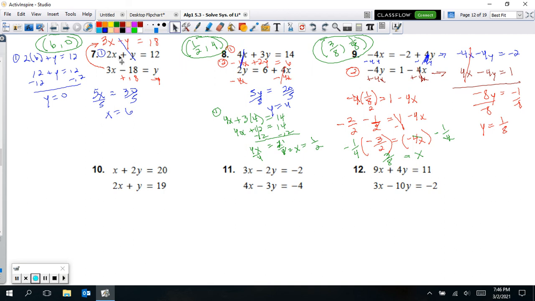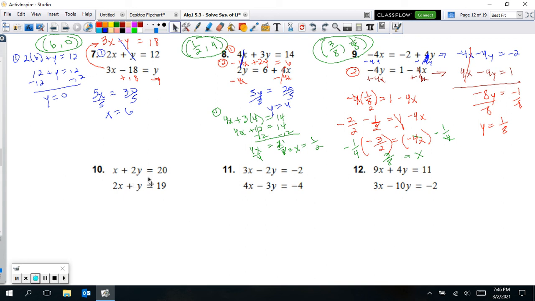Sometimes it's already chosen for me, like all of these, they were chosen for us. We were going to eliminate the x's here because they were opposites. Eliminated the y's on this first one, 7, because they were opposites, so it was chosen for us. But now, when it's not chosen for us, we have to choose a variable to eliminate and adjust them so that we eliminate that variable.